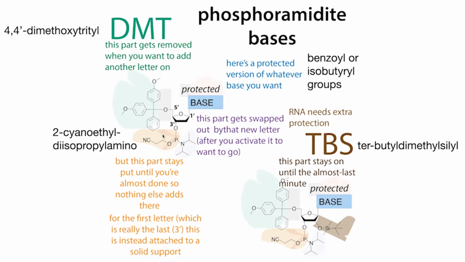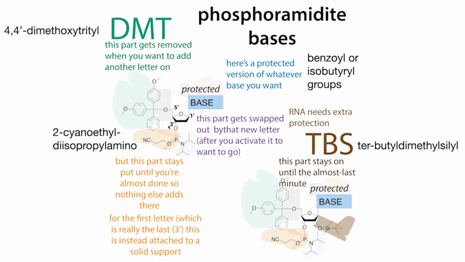And then we have the 3' end protected, remember, by this 2-cyanoethyl diisopropylamino group. And this is the part that's going to be where you're going to attack. So you can think of it more like a sandal than an actual boot, because this part's actually going to get attacked, and this is going to come off. So this part here is actually going to get swapped out by the new letter. So we're going to activate it with acidic conditions, make this a good leaving group.